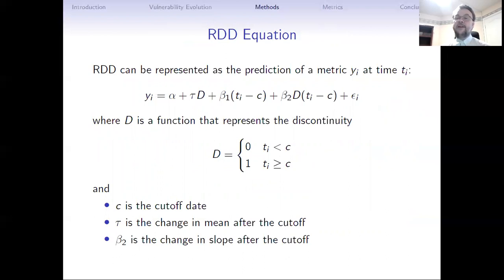Our equation for RDD is a linear regression equation. We've got a function d that represents the discontinuity, which is 0 before the cutoff date and 1 after the cutoff date. So this means that the regression coefficient tau indicates the change in the mean of the metric after the cutoff, and the coefficient beta 2 indicates the change in slope after the cutoff, whereas alpha is the level before the cutoff and beta 1 is the slope before the cutoff.